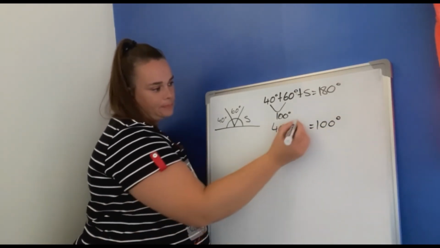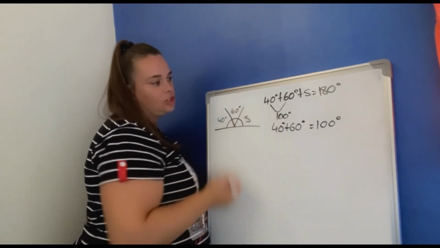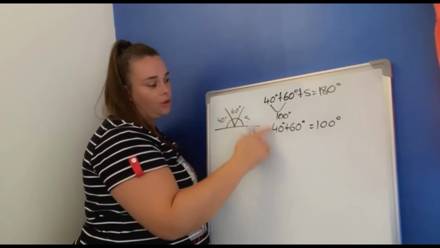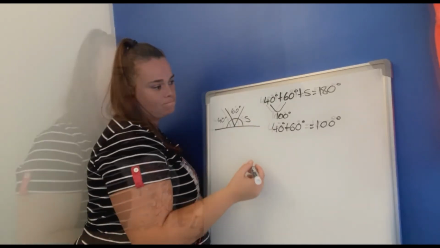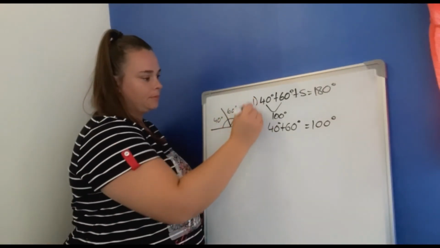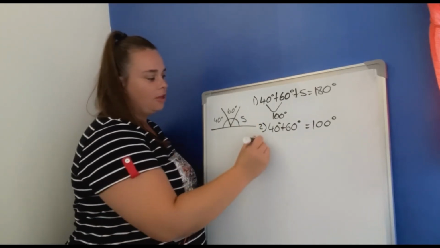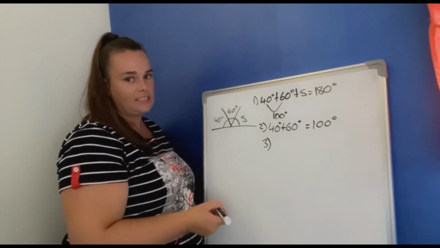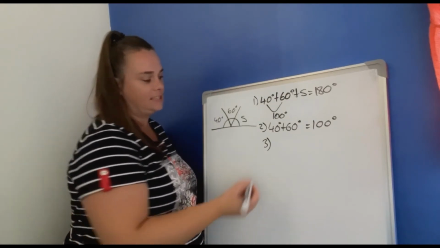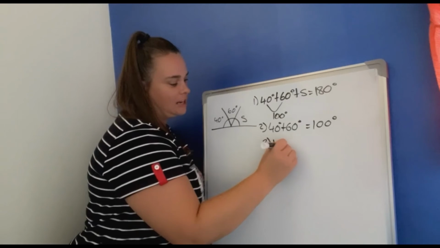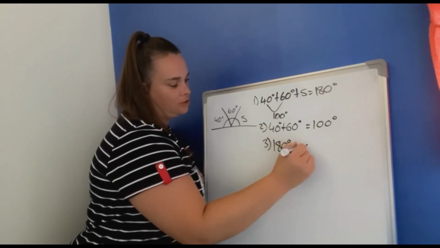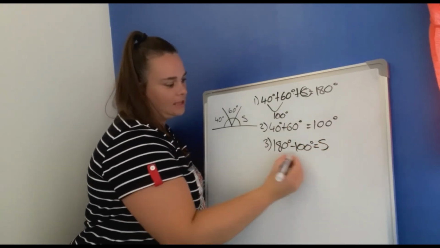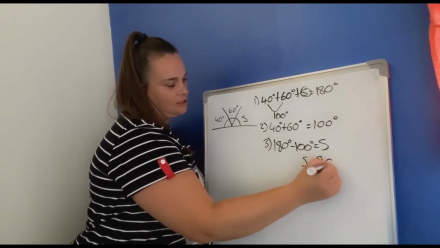Okay? As long as you show some way of how you've got 40 and 60 to make 100, you have got two options here. So, first step, second step, okay? Third step, we know we've got 100, but we need to show that we are going to take 100 off 180. So, 180 degrees minus 100 equals our letter s, okay? s equals 80 degrees.